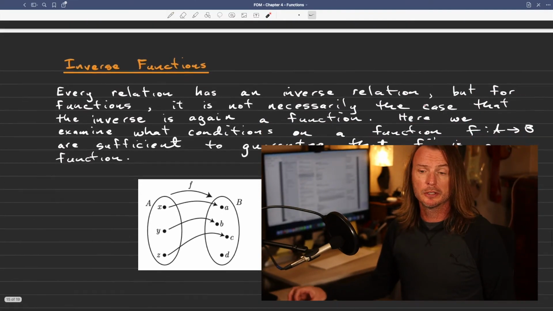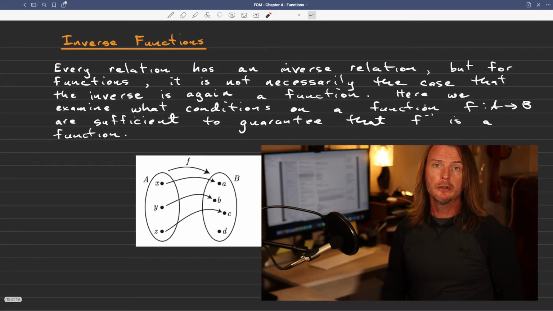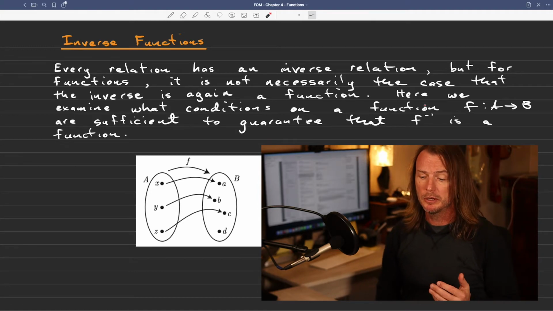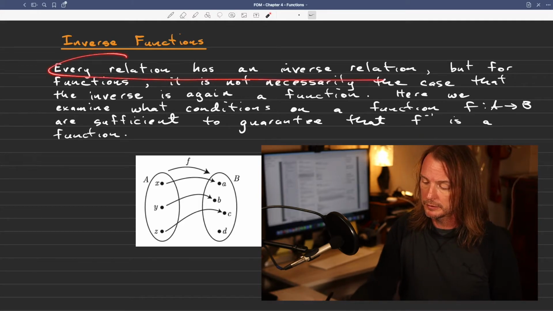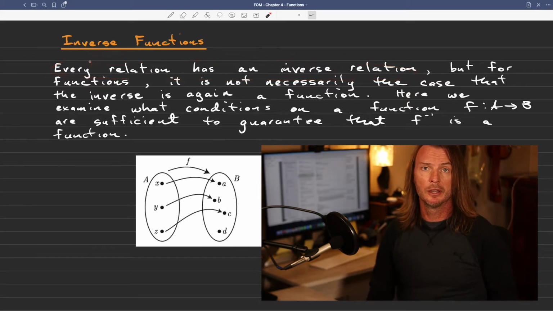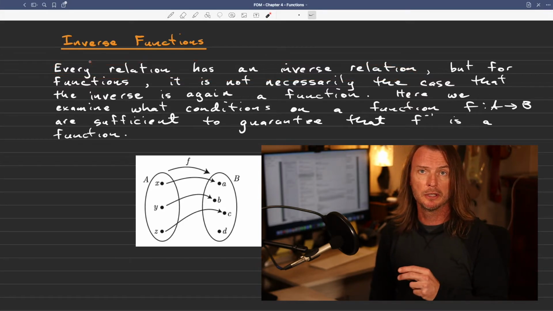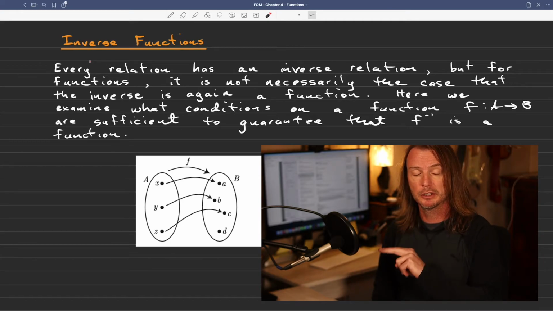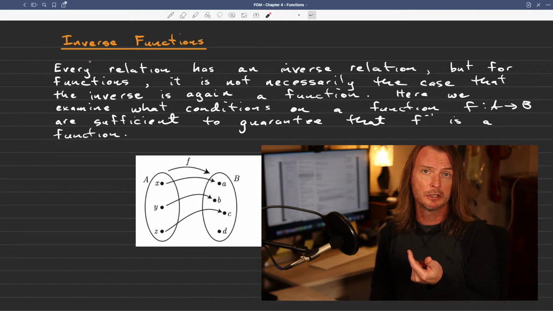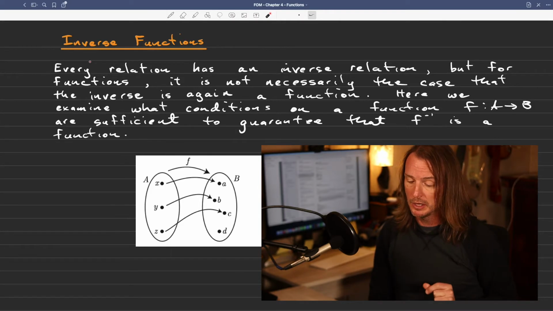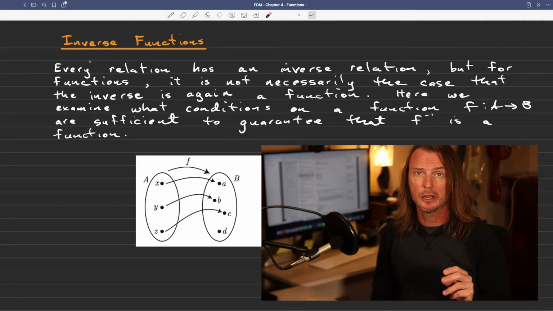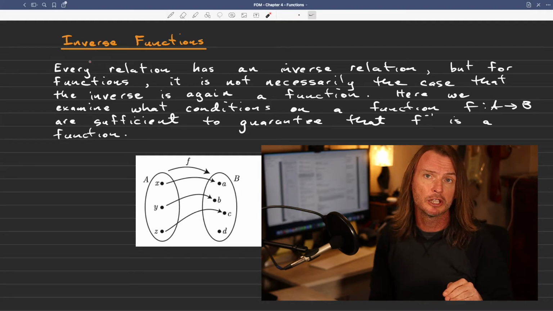Okay, so next I want to talk to you about inverse functions. Now you may remember our previous discussion about inverse relations. We know that every relation has an inverse, and it's really simple to form the inverse of a relation. If you have a relation from A to B, to form the inverse, you get a relation that goes from B to A, and you form it just by taking all of the ordered pairs in the original relation and reversing the components. So since a function is a relation, every function has an inverse relation.